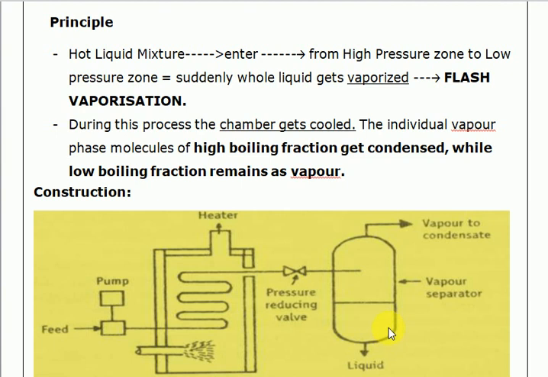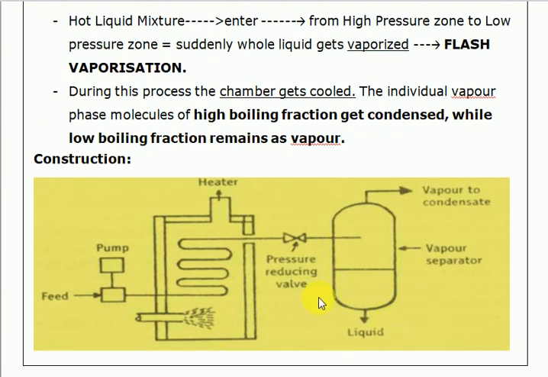Correct? So what happens is the high boiling fraction, liquid A, will get condensed first, while the lower boiling point fraction will remain as vapor for a longer period of time. So while B remains in the vapor phase, liquid A can be separated from B. Understand? Okay.